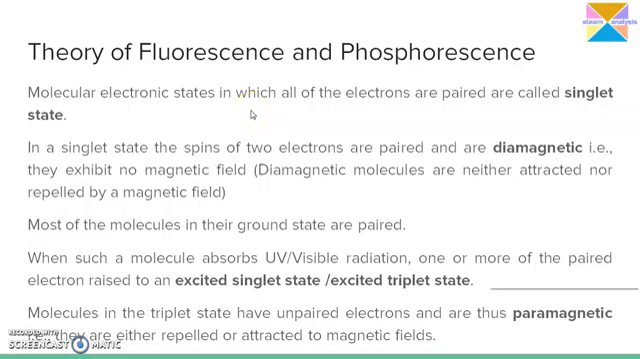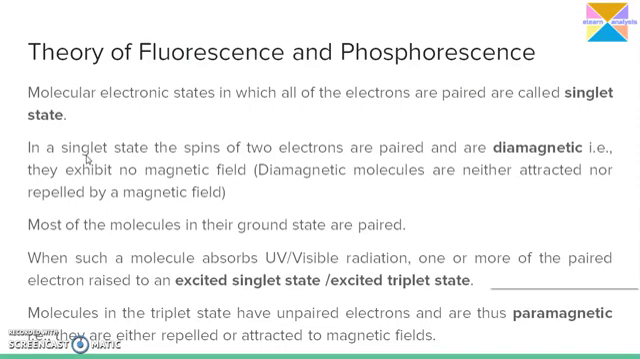Coming to the theory, what I have just said is a very crucial part of this discussion, where I have some animations later on. This theory helps us understand the process of fluorescence and phosphorescence happening in this technique. The molecular electronic states in which all of the electrons are paired are called a singlet state.